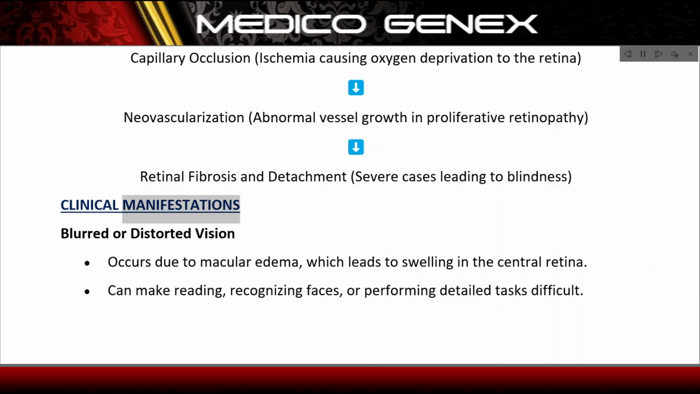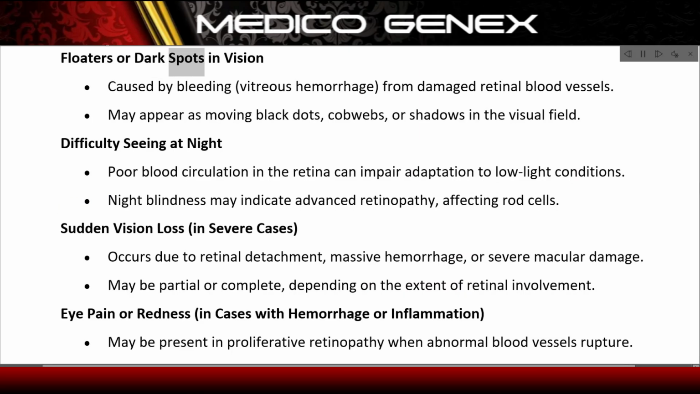Clinical manifestations. Blurred or distorted vision. Occurs due to macular edema, which leads to swelling in the central retina. Can make reading, recognizing faces, or performing detailed tasks difficult. Floaters or dark spots in vision. Caused by bleeding, vitreous hemorrhage, from damaged retinal blood vessels. May appear as moving black dots, cobwebs, or shadows in the visual field.